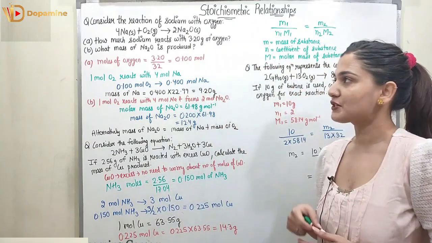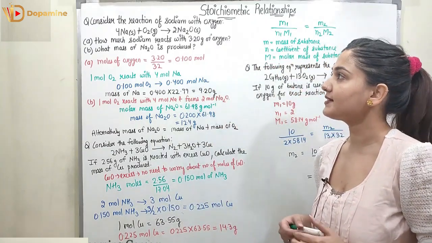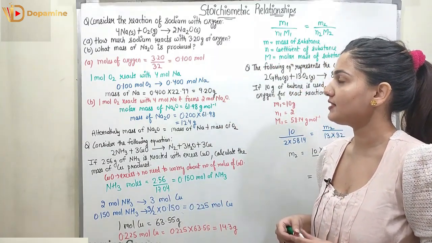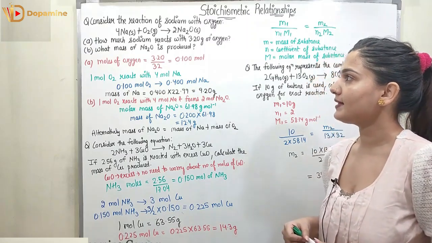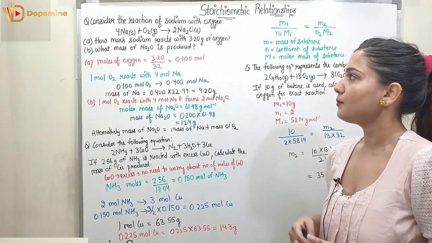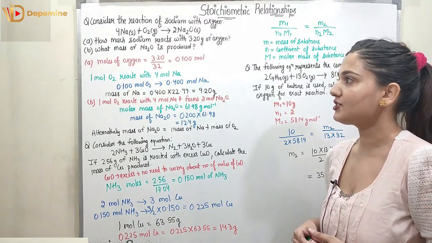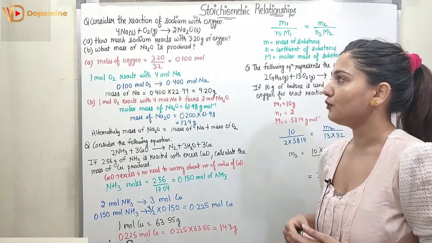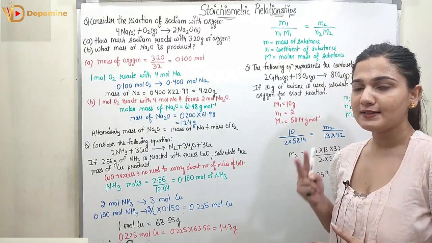So let's start our discussion with the first question of the day, which states: consider the reaction of sodium with oxygen. In the reaction we have 4Na plus O2 gives 2Na2O. How much sodium reacts with 3.2 gram of oxygen? What mass of Na2O is produced? So we have to answer two questions.